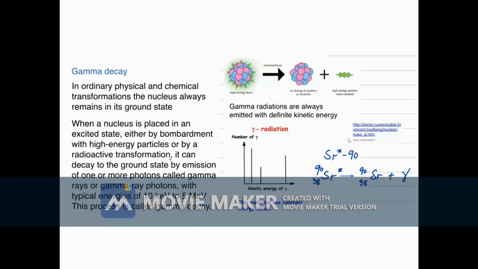Here is an example of gamma decay. In contrast to beta decay, the energy spectrum is not continuous. It has definite kinetic energy that it can emit, so that the radiation of gamma decay has constant energy values.